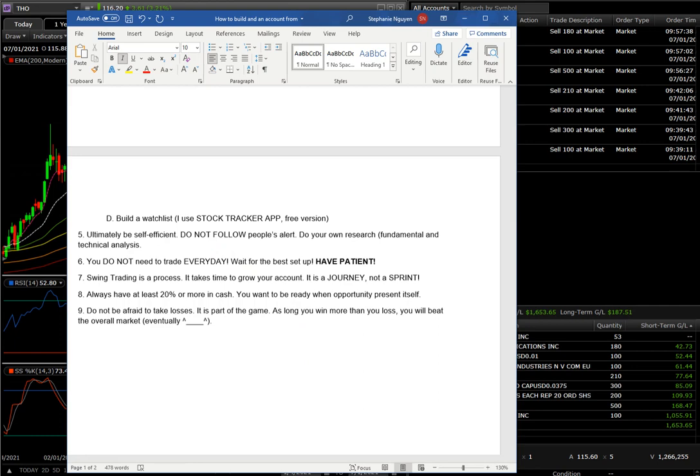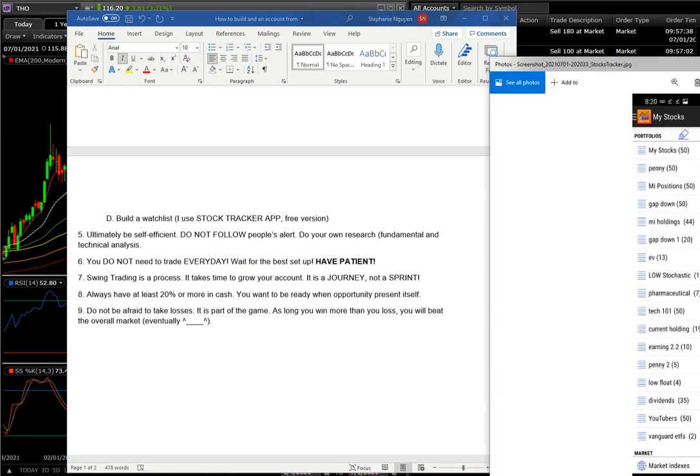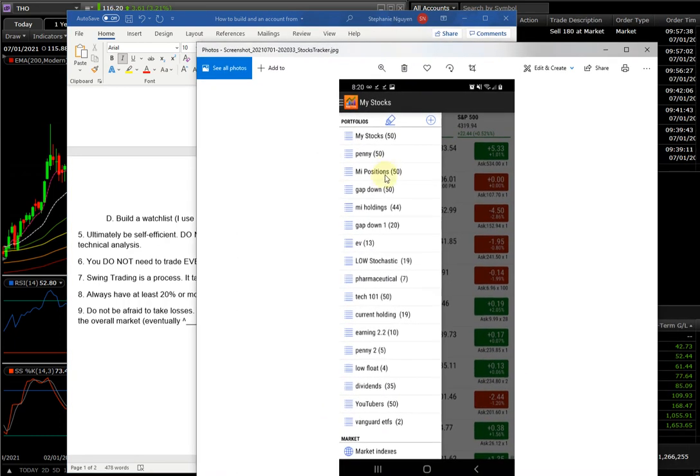It looks like this, so I screenshot it. It's an app on your phone. That's how I keep track of my stocks because there are so many stocks. I don't have time to go one by one. Now you can see I watch a lot of stocks, over 200 stocks. Now I don't know every single 200.